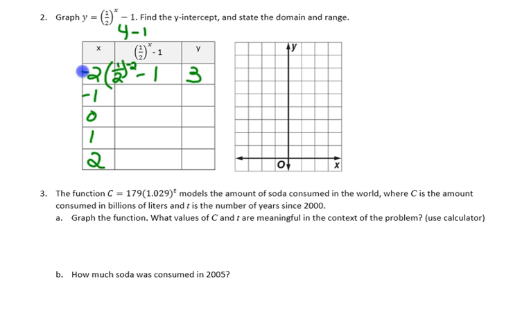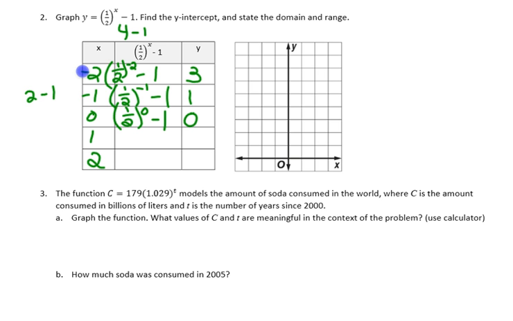Here I'm going to have (1/2)^-1 minus 1. Do the reciprocal, that turns it into positive, so this is 2 minus 1, which is 1. For 0, we know anything to the 0 power is 1. 1 minus 1 is 0.